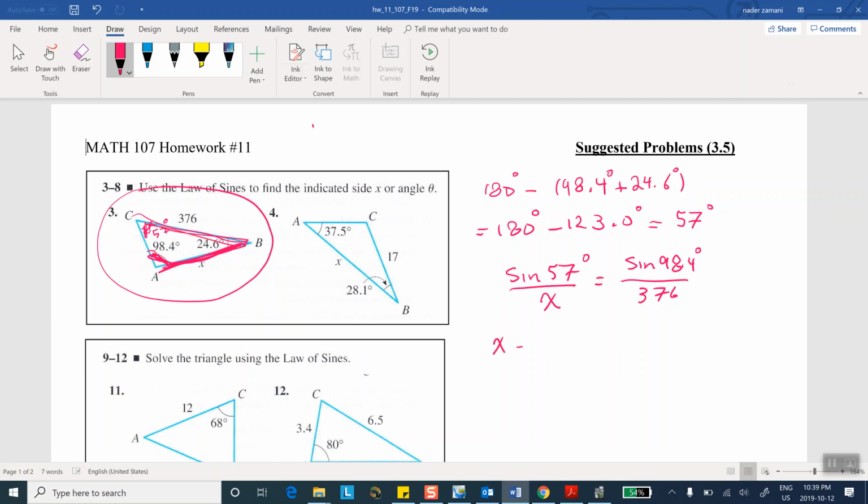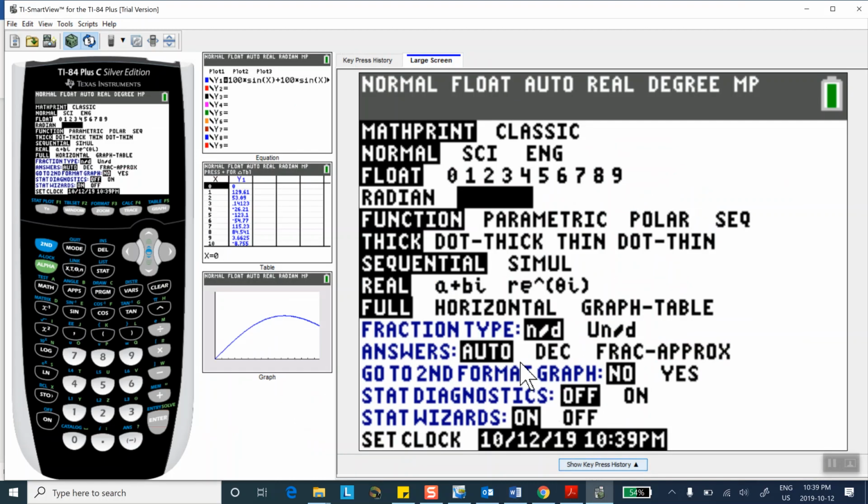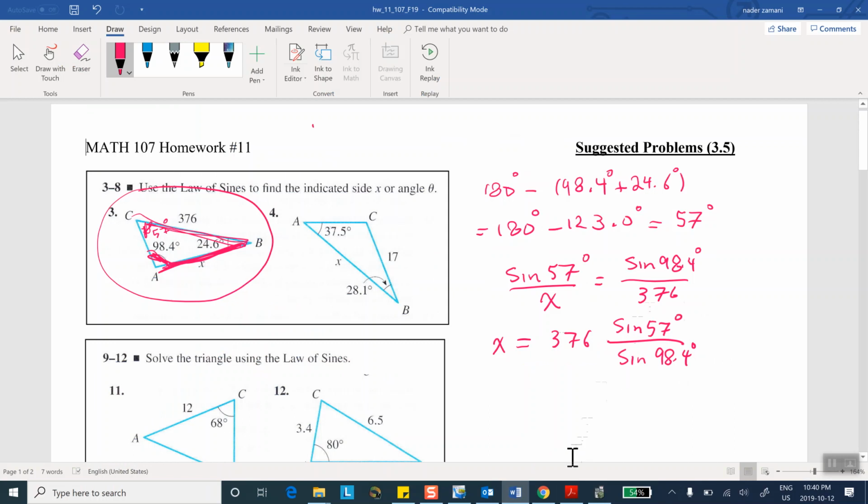So x is equal to 376 times sine of 57 degrees divided by sine of 98.4 degrees. So now we're going to put that stuff in our calculator to see what number we get. Here's my calculator. I already set the mode to degrees, so that's good. And now you're going to go to the work area, and we have to type this stuff.